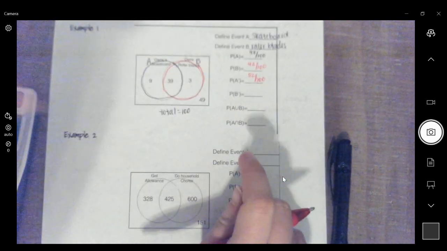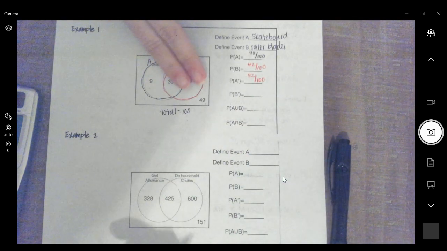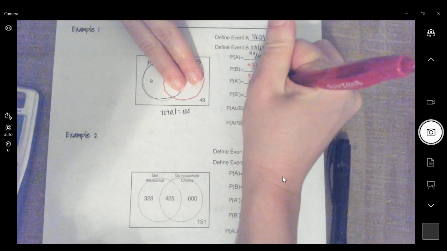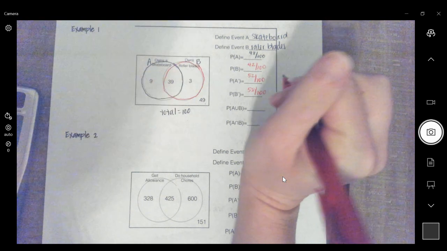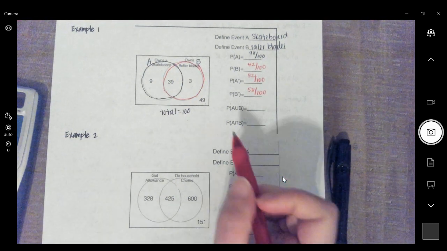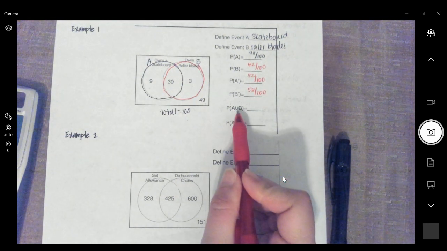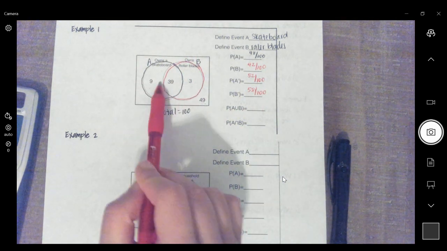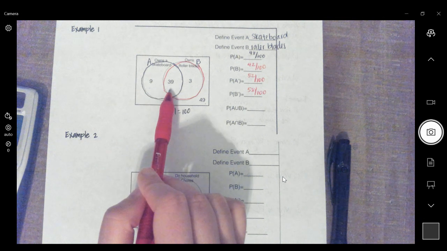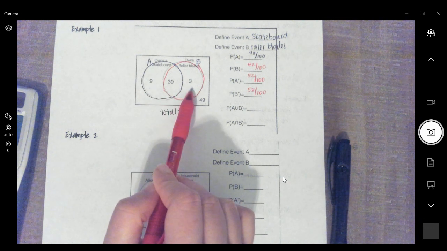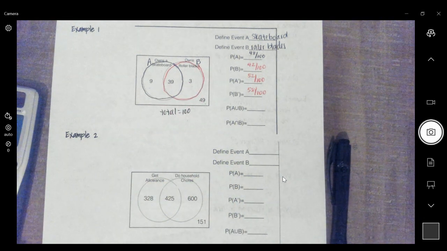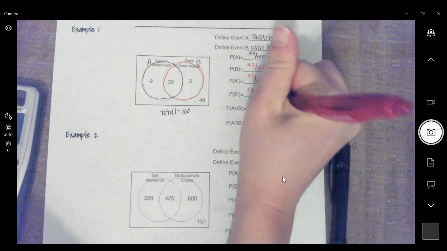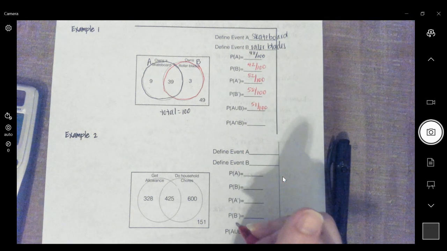Okay, probability of not B, so cover up B here. So we have 9 and 49. So that gives me 58 out of 100. Okay, so this one's A union B. So if you look back up at our section here, okay, that's all of this. So adding 9 plus 39 plus 3, and that gives you 51, I believe. Yep. So 51 out of 100.